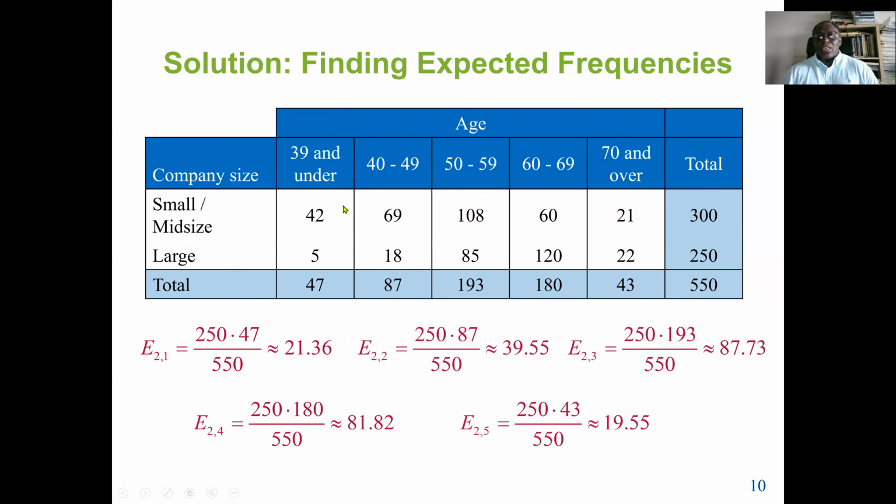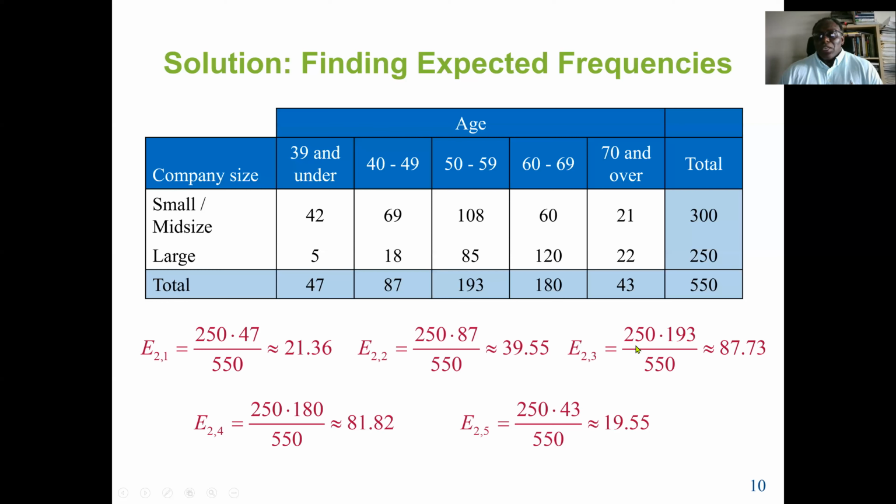We finish with the first row, so now we go to the second row. We start with the second row and the first column. The second row sum is 250, the first column is still 47. So we have 250 times 47 divided by the sample size, and that gives us 21.36. We move to the second column. The second row is again 250, the second column is 87, divided by the sample size 550. That gives us 39.55.